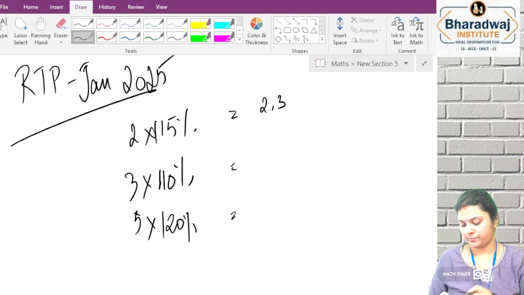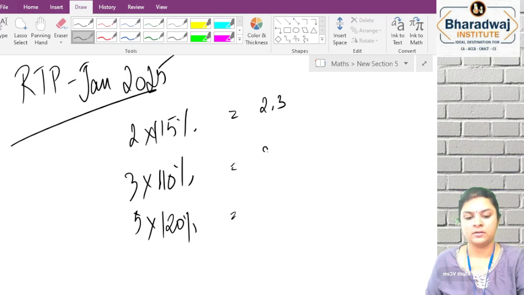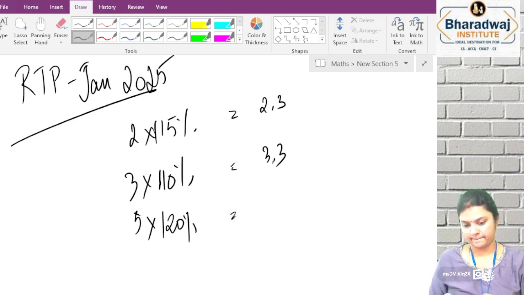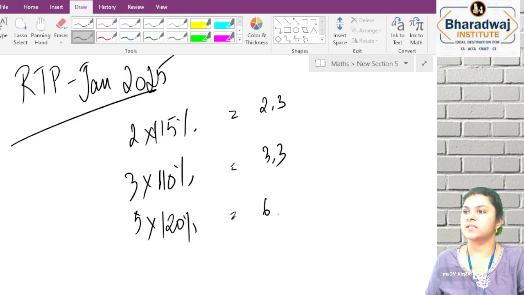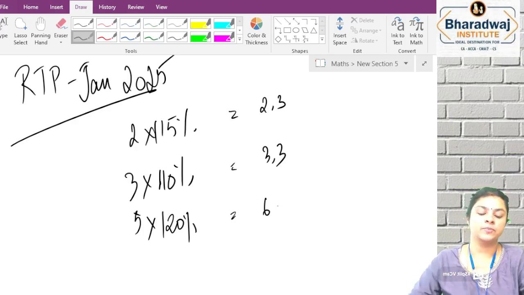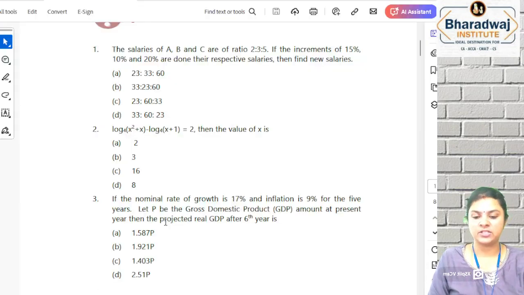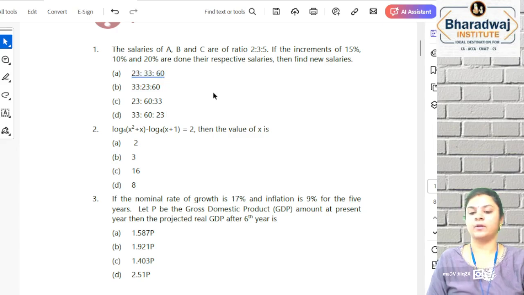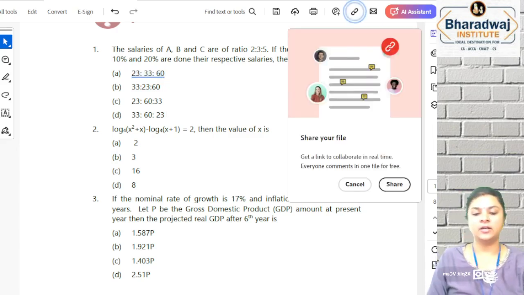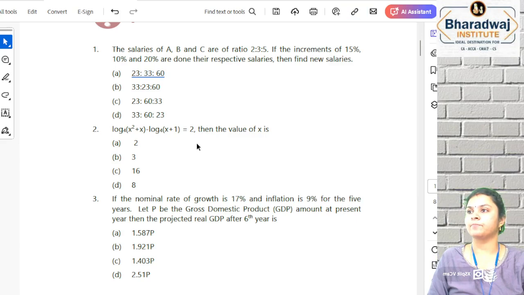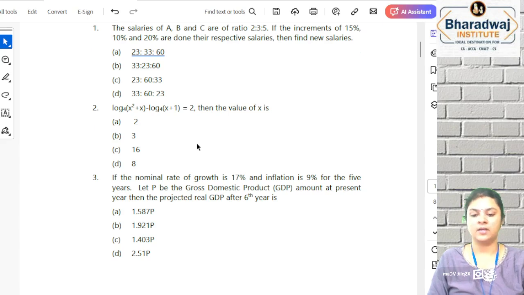2.3, 3.3 and 6. So your ratios will be 2.3, 3.3, 6. Let's see which is the nearest ratio. 23 is to 33 is to 60. Yes, Siddharth? Okay. Next.